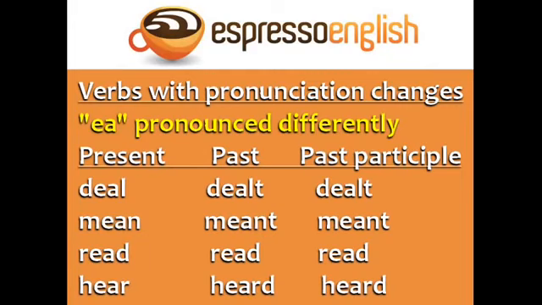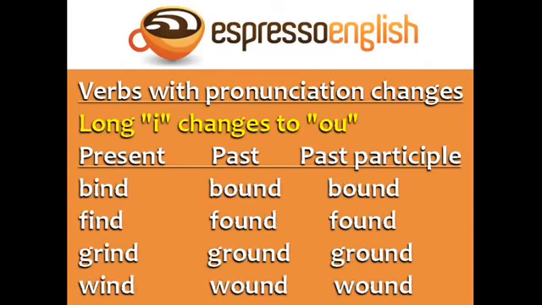Another group has EA pronounced differently from the present to the past and past participle. Deal, dealt, dealt. Mean, meant, meant. Read, read, read. Hear, heard, heard. Another group is when the long I changes to OU. Bind, bound, bound. Find, found, found. Grind, ground, ground. Wind, wound, wound.